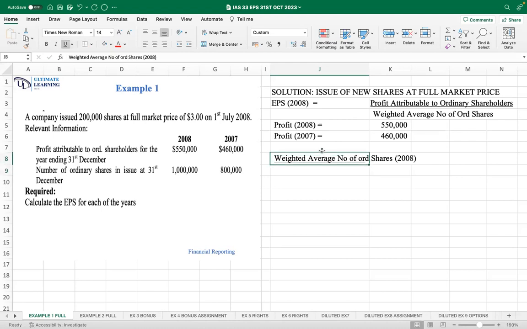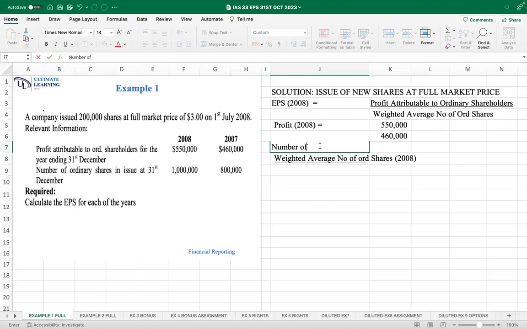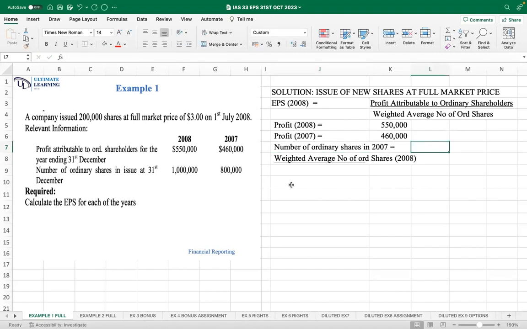So in this, we'll have to calculate it. But the number of ordinary shares in 2007 is equal to 800,000. But 2008 is when we need to calculate weighted because there were new shares issued. Now, how do we go about this in weighted average number of shares in 2008? We will prorate the figures.